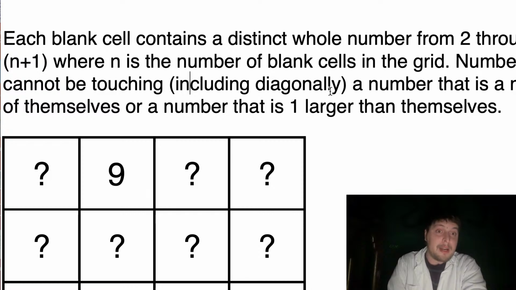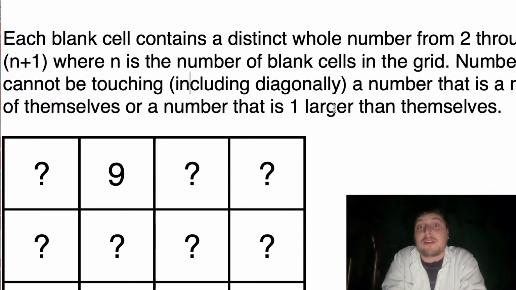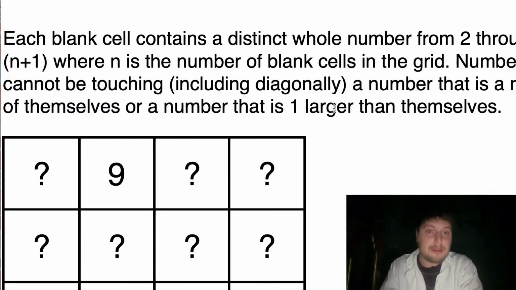Normally when I first wrote this, I was like, they can't touch multiples or factors. And then I was like, wait, I only need to write one of those. If I say factors or multiples, it implies the other from the reflexive. Same with 1 larger, could have been 1 smaller. Either would have implied both.